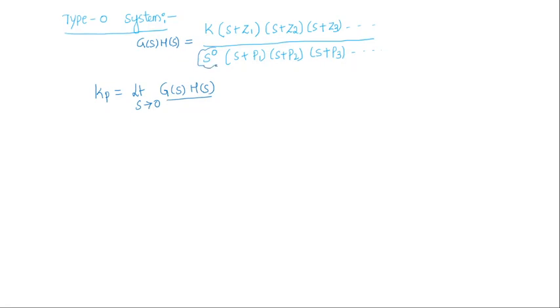Why are we taking s power 0? Because it is the type 0 system. So the number of poles at the origin is 0, and the denominator is (s plus p1)(s plus p2)(s plus p3). So substitute the G(s) H(s) value here.